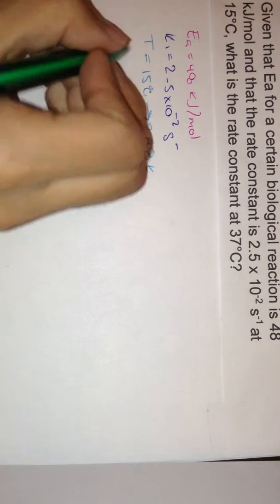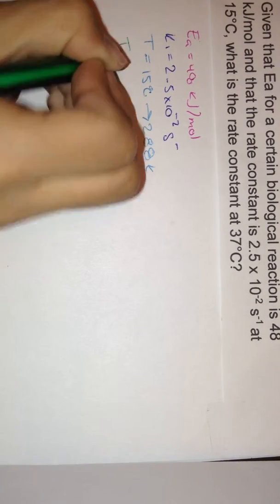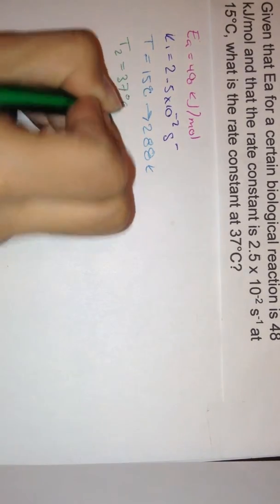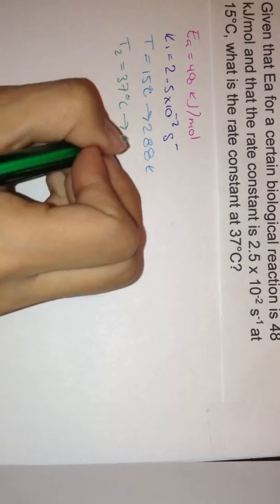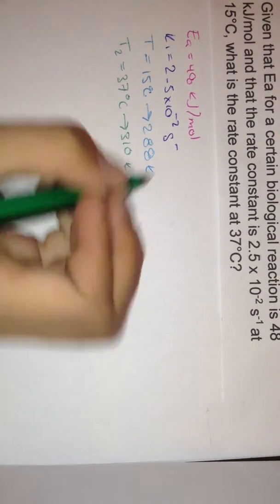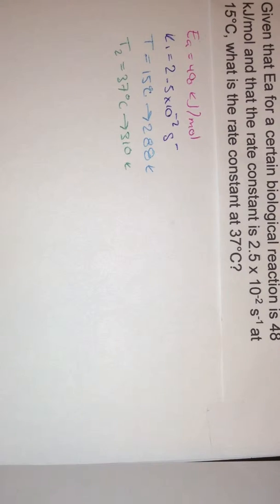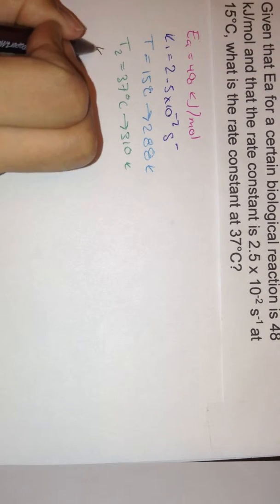Now we know our second temperature is 37 Celsius, which is the same thing as 310 Kelvin. And what we don't know is our K2.